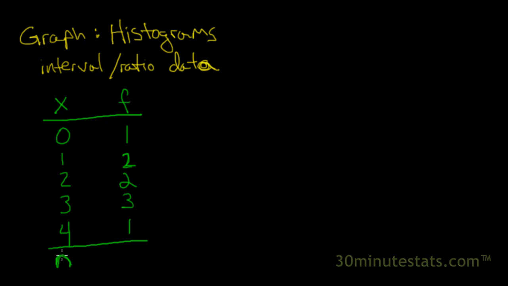So we can get our sample size here by adding up the frequencies. So 1 plus 2 is 3, plus 2 is 5, plus 3 is 8, plus 1 is 9. And we see we've got a sample size of 9 here, 9 observations on this variable x that range in value from 0 to 4. Okay, so now we want to graph this, and we want to get an idea of what this looks like if we were to visualize this in a different way.